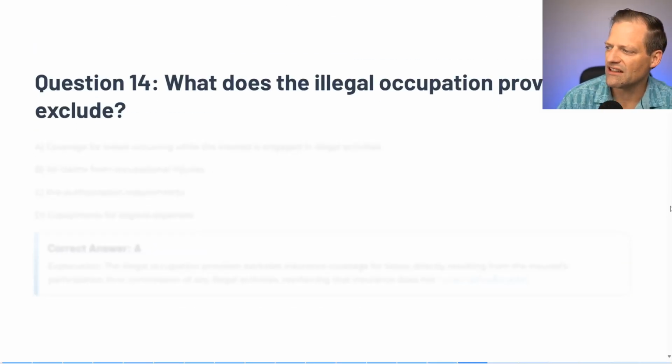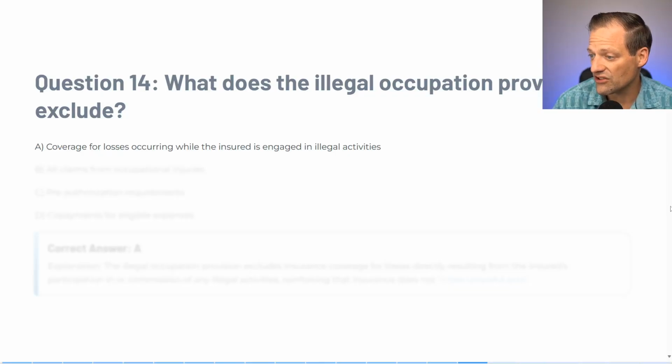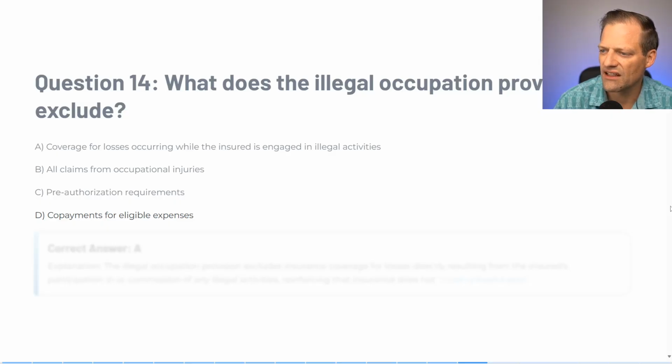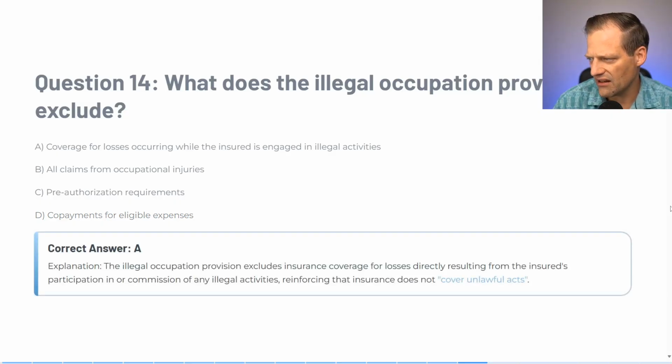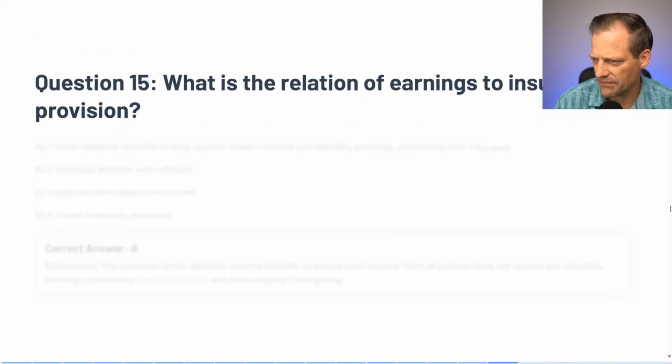Question 14, what does the illegal occupation provision exclude? Coverage for losses occurring while the insured is engaged in illegal activities, A. B, all claims from occupational injuries. C, pre-authorization requirements, or D, co-payments for eligible expenses. The answer is A. Again, illegal occupation, if you're doing something wrong or illegal, then it may limit benefits.